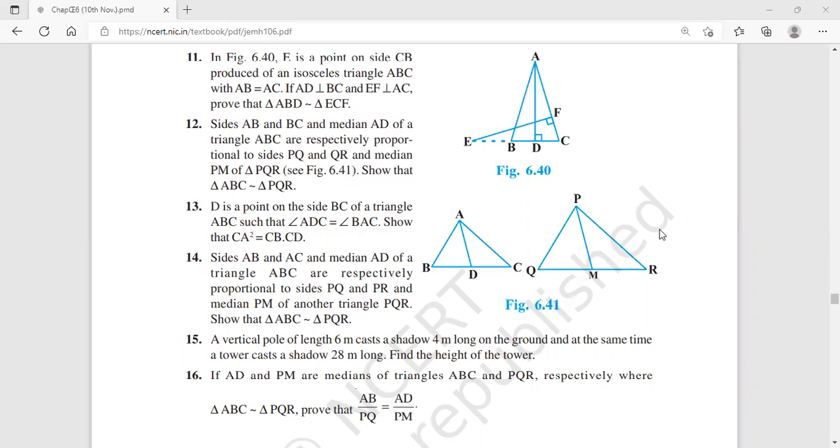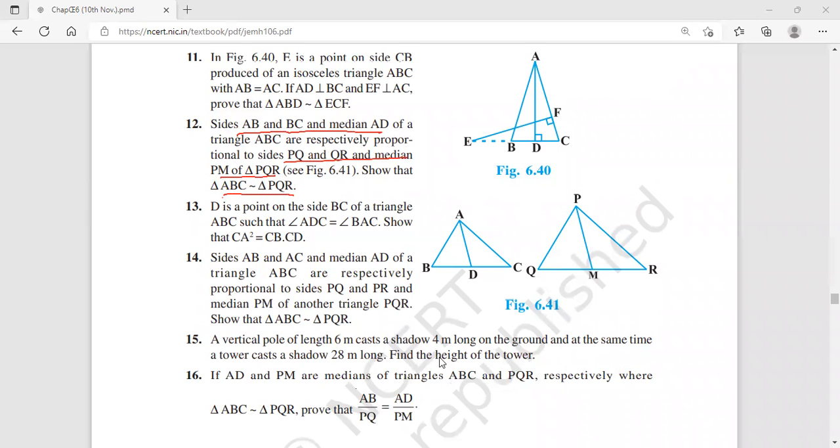So here they have given us two triangles ABC and PQR. It is given in the figure 6.41. The sides AB, BC and median AD of a triangle ABC are respectively proportional to sides PQ, QR and median PM of triangle PQR. We have to prove that triangle ABC is similar to triangle PQR.